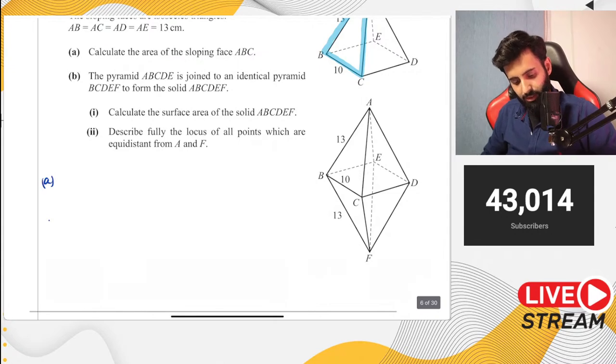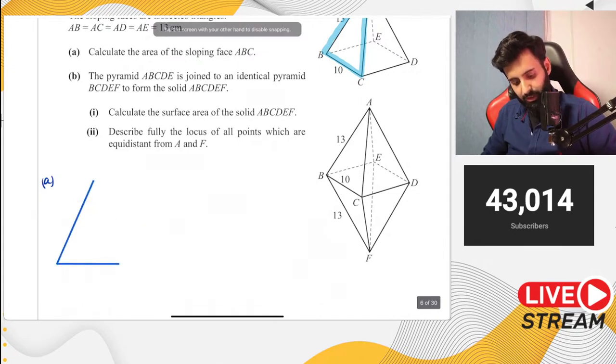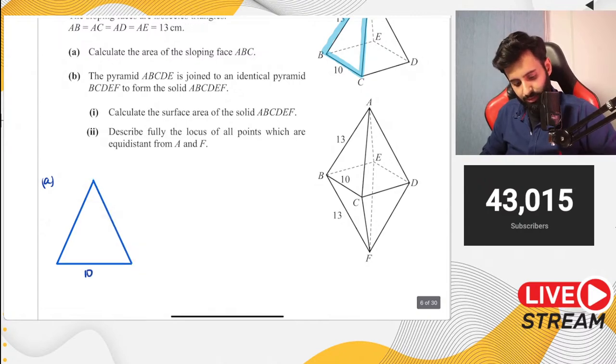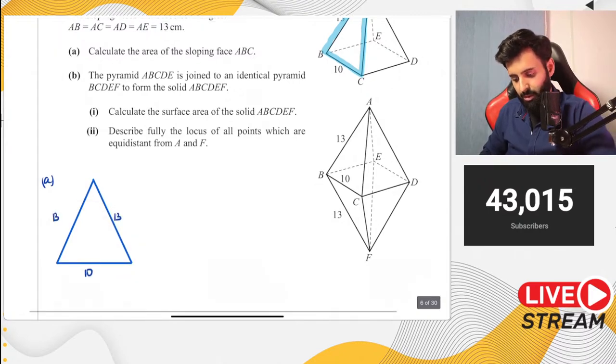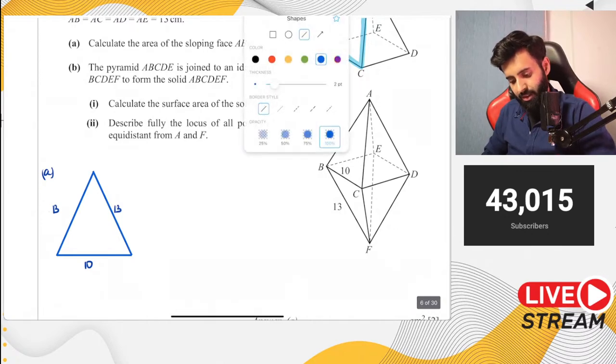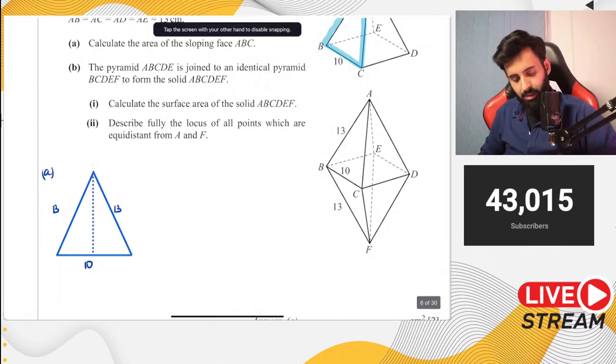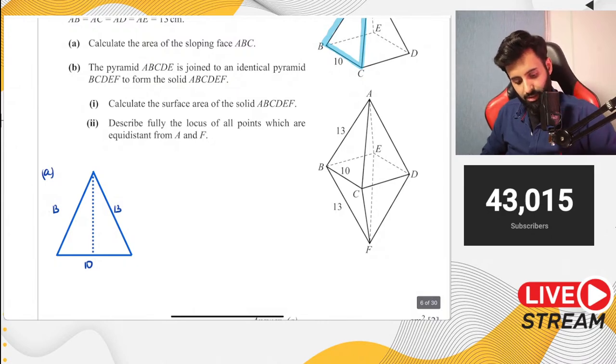First of all, it's always a good idea to draw it separately, and that's exactly what I'm going to do. So here's 10, here's 13, and here's 13 as well. Now, how do you calculate the area of any triangle? Half into base into height. That means I need to know the height of this triangle.